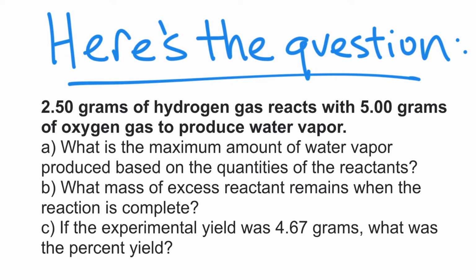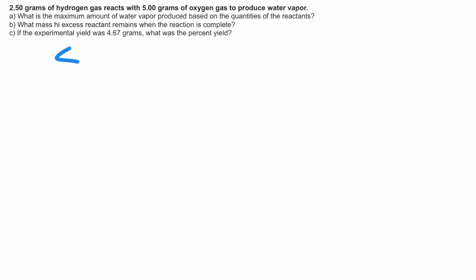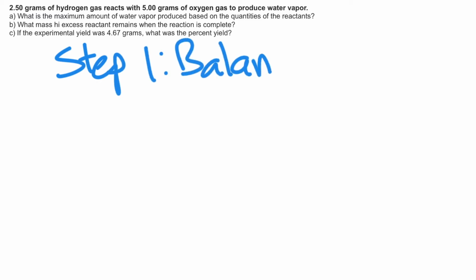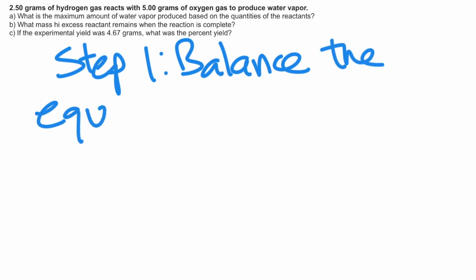This stoich problem is a limiting reactant problem. It's about which reactant or reagent is used up first. In this reaction, we got hydrogen and oxygen reacting to form water, H2O.